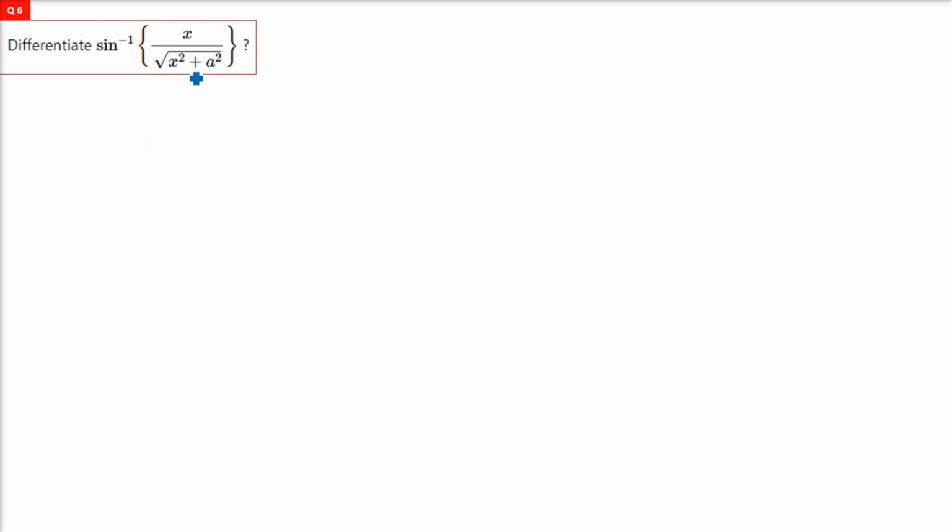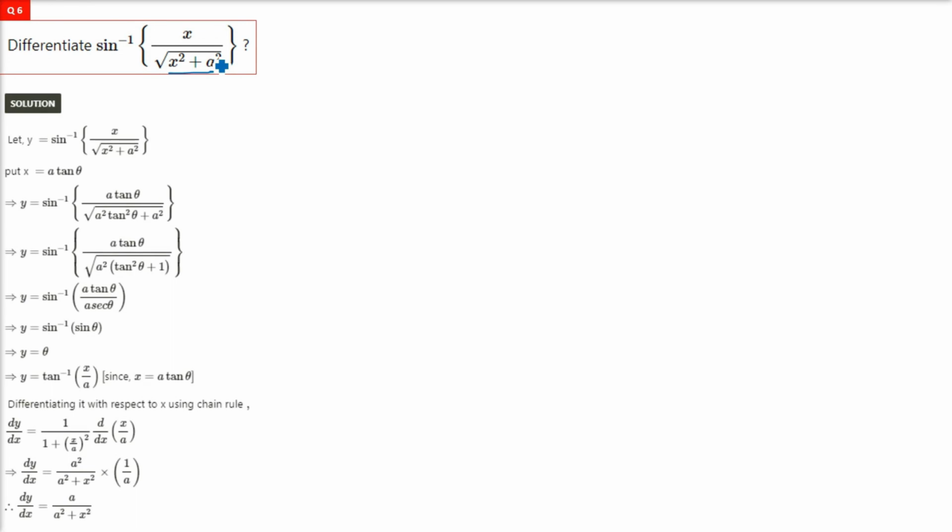Now sin inverse of x by under root a x square plus a square. So you need what? You have x by something, and that we have to convert into some sine, something with sine, so that we can cancel sin and sin inverse. Now we already know the relationship between sin and cos: sin square theta plus cos square theta is equal to 1.